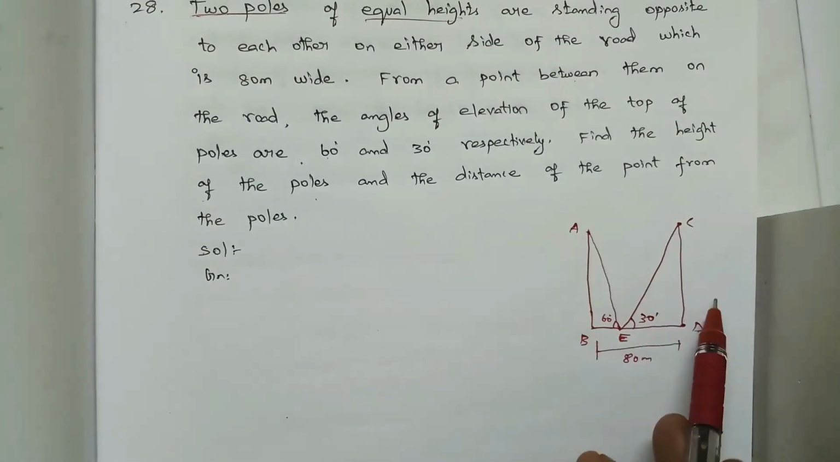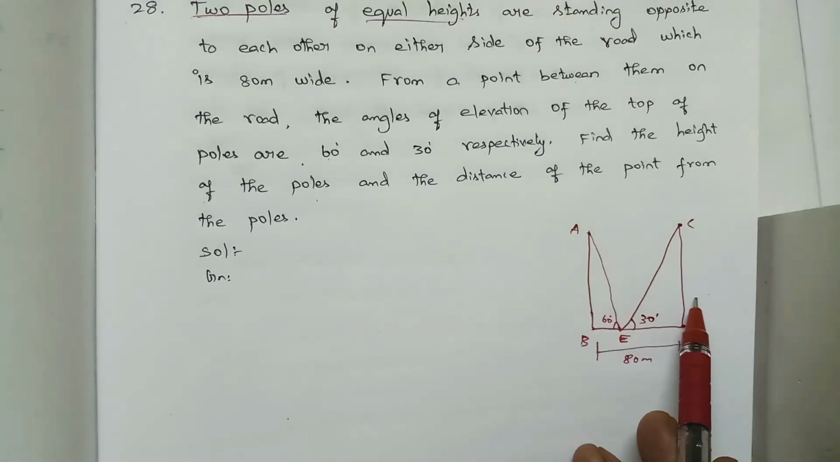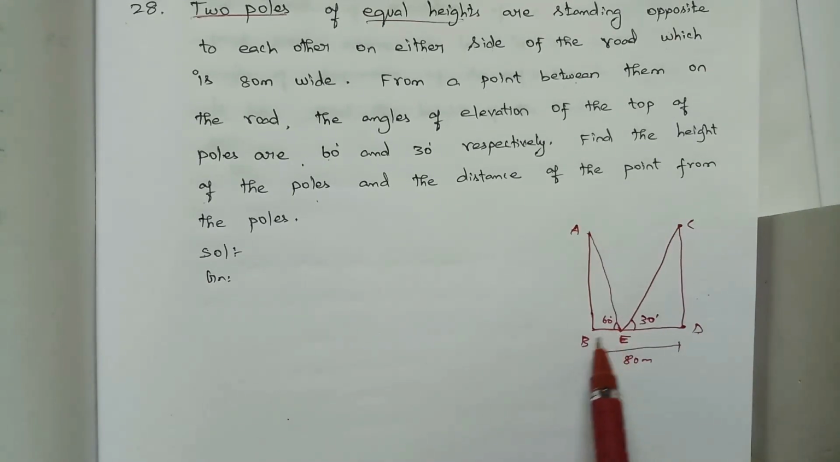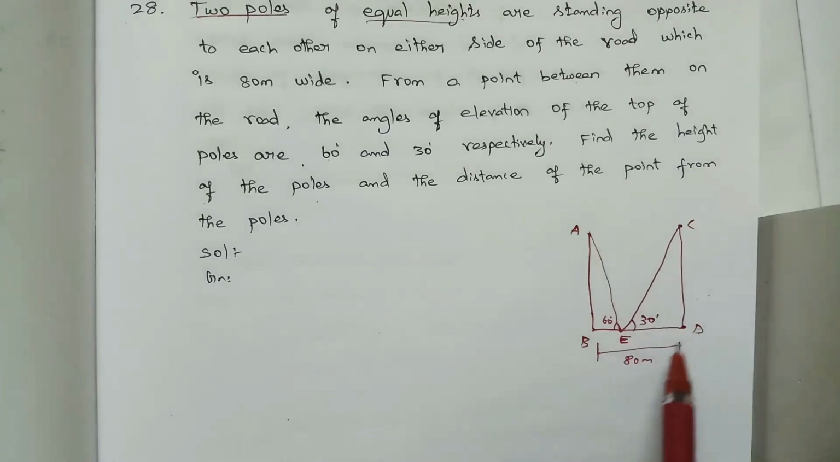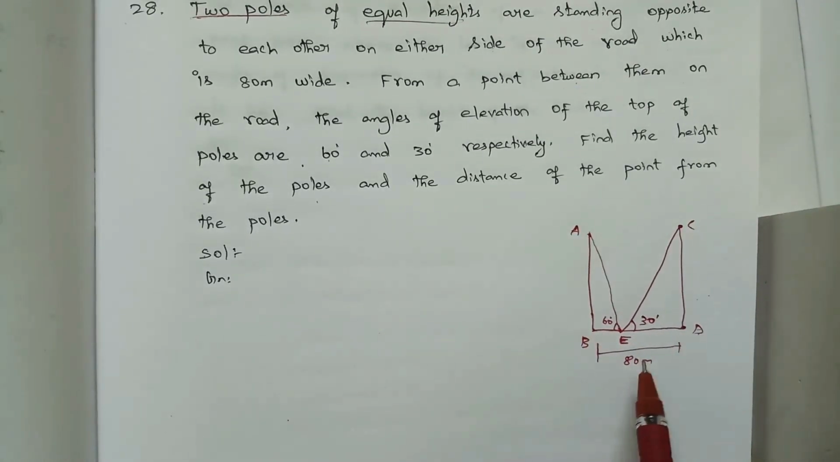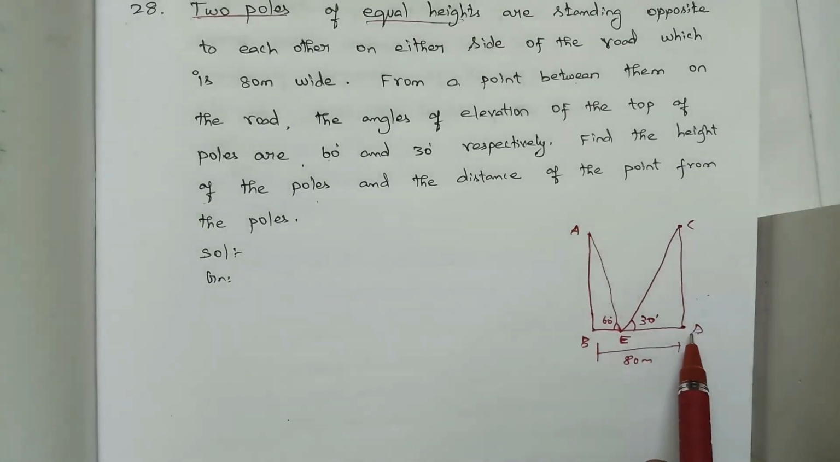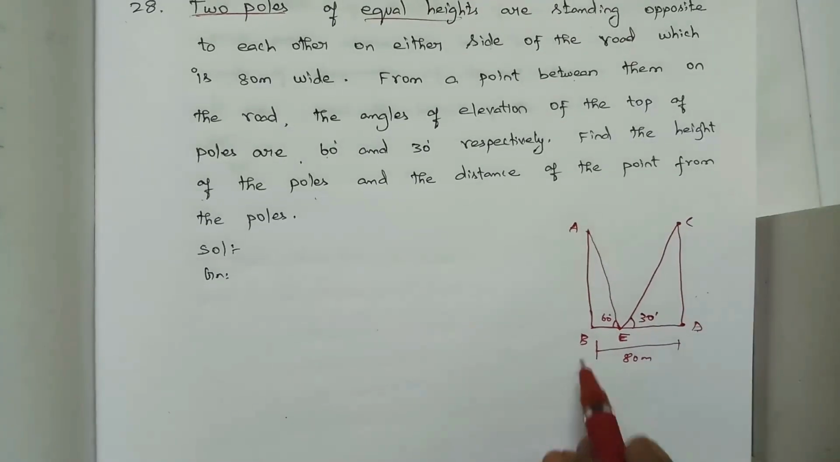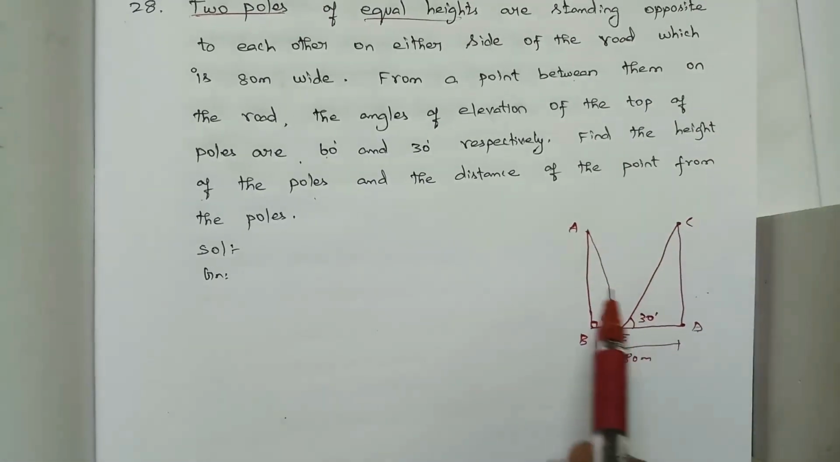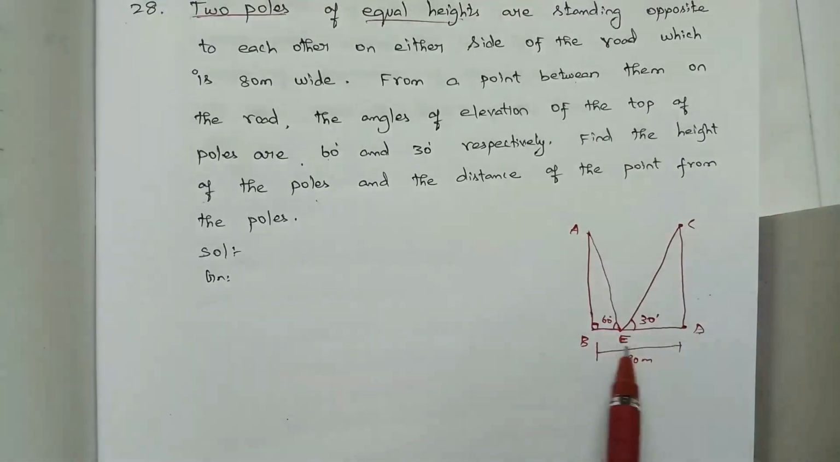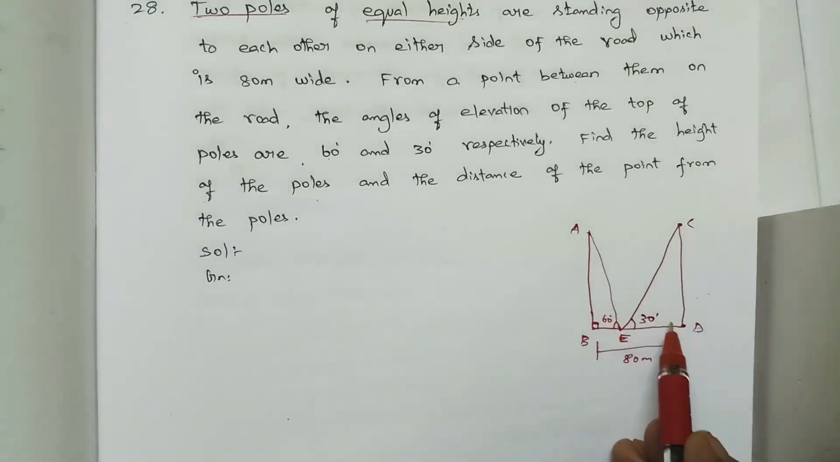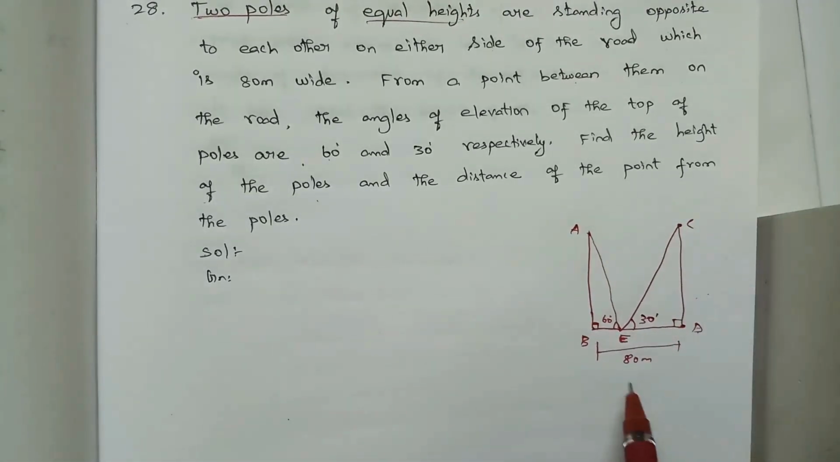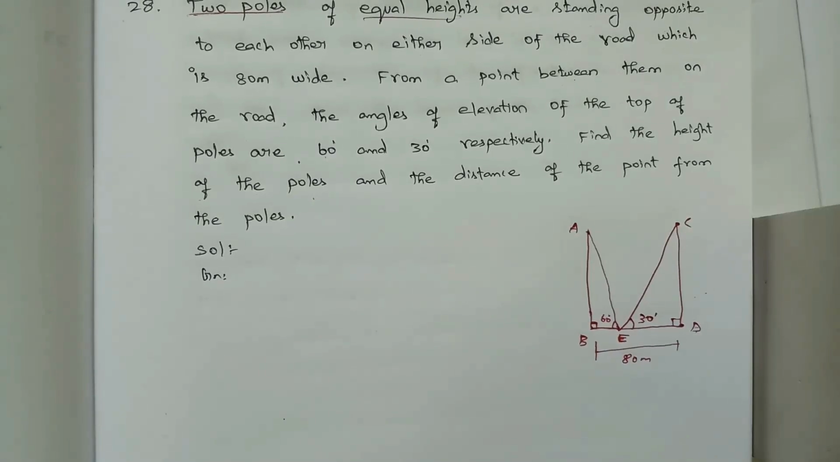So we want to find the height of the pole, and at the same time we want to find this distance BE and ED also. Total we know that BD is equal to 80 meter, the width of the road, but we want to find from this point to the first pole and from this point to the second pole, right? We got two right angle triangles. The first right angle triangle is ABE, and the next right angle triangle is EDC, right? Okay, one more thing you have to keep in your mind.